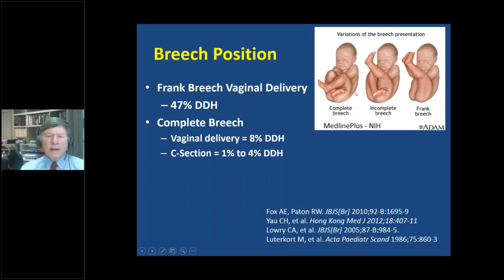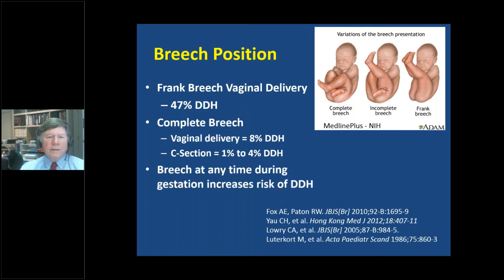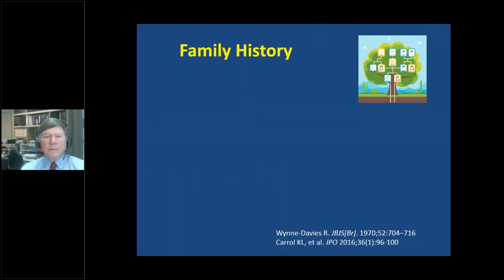And at any time during gestation, if the baby was in a breech position, it's been suggested that this can interfere with hip development. So breech at any time during gestation increases the risk of DDH. So we know that breech carries an increased risk, but with the cesarean sections being done today, the risk is much lower and there's no reason to frighten families. You just need to follow up on it.